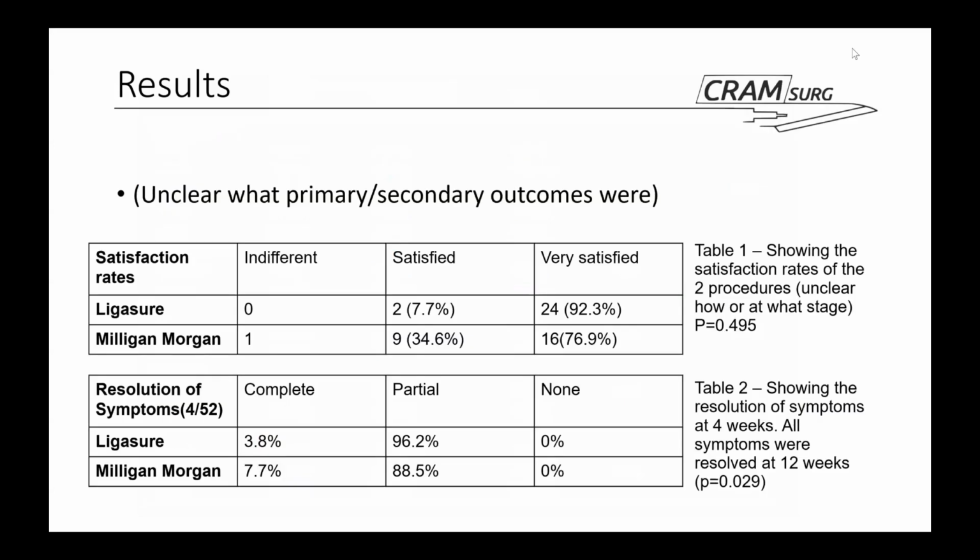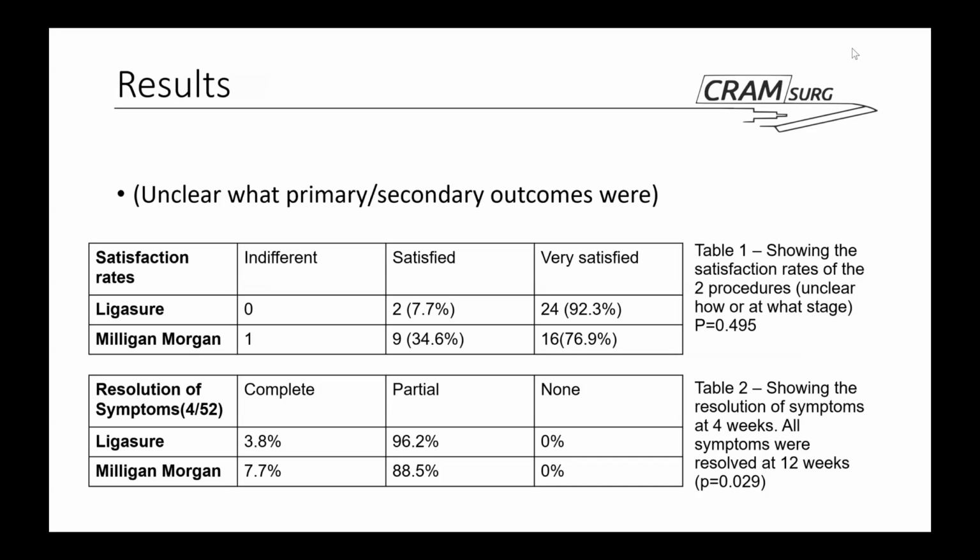Thank you very much. So we'll go on to what the actual primary and secondary outcomes were, because it's quite unclear and it seemed to mutate as the paper progressed what the true primary outcome was. So we'll list all the outcomes that they mentioned. Initially, with regards to satisfaction rates, you can see table 1 here showing the difference in satisfaction rates from the least option, which was indifferent, to the most, which was very satisfied. It appears that there were more people who were very satisfied in the LigaSure group.